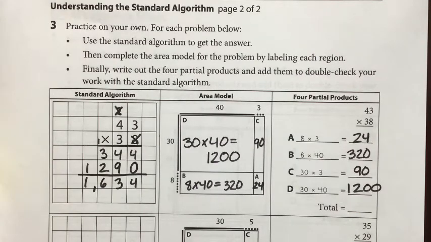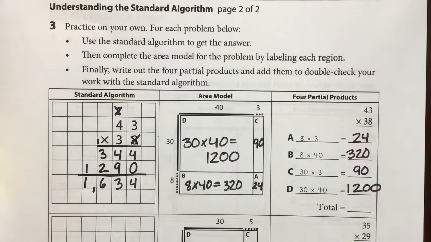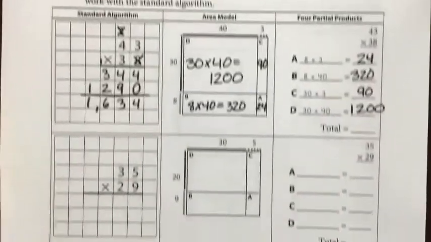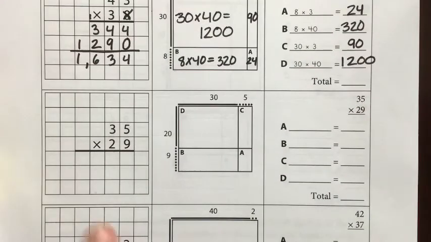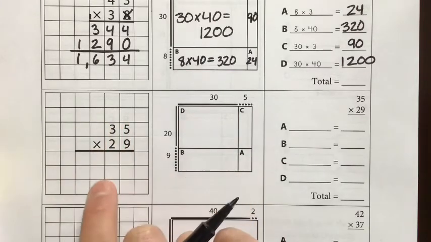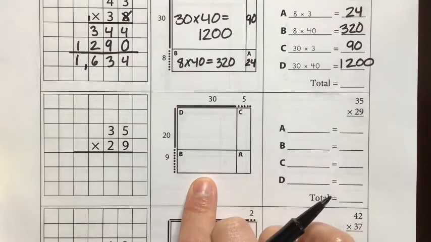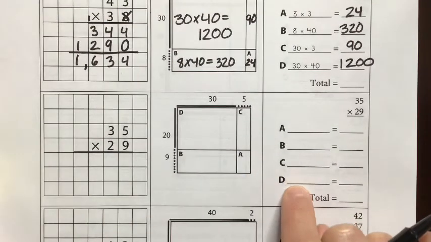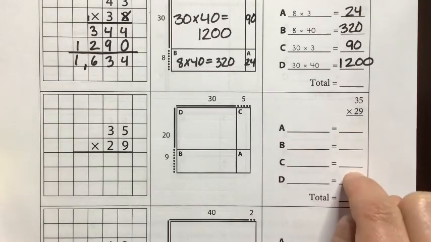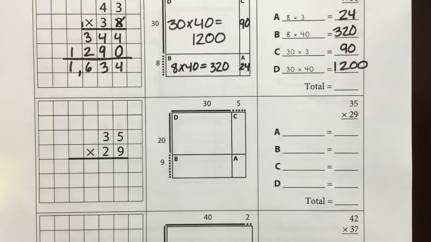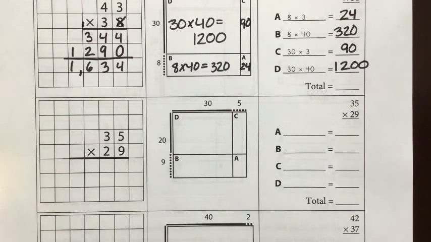All right, so now you only have 2 problems left on this page. So I'm going to show you the next problem. 35 times 29. Use the standard algorithm here. You may use the grid, or if it's easier, use the whiteboard. Go ahead and don't forget your partial products, and then write your partial products problems and answers right here. Okay, I think you will be able to handle that one on your own. You can do these 2 problems all on your own. And then I'm going to move on to the next page.